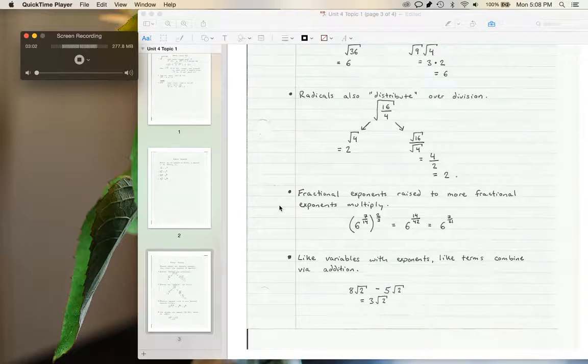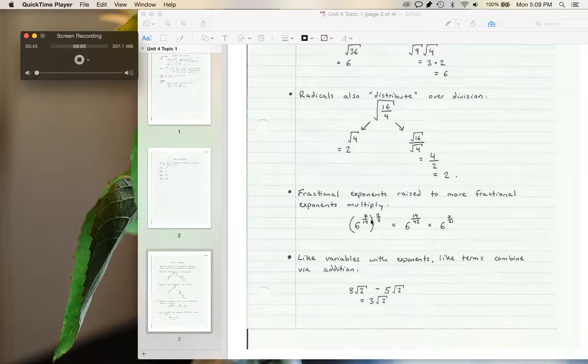Another property is that fractional exponents raised to more fractional exponents multiply. So here we have 6 to the power of 7 over 14. This is our first fractional exponent, and we can raise it to another fractional exponent, 2 over 3. You could write this in radical notation. It would look like a radical inside of another radical, and those fractional exponents will multiply. So we can take 7 times 2 and 14 times 3. That gives us 14 over 42, which simplifies to 7 over 21.